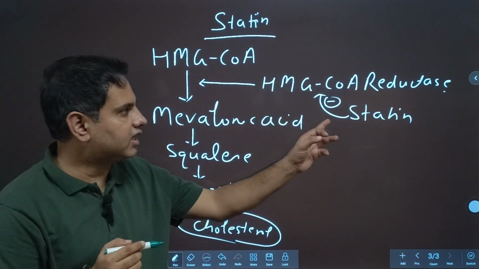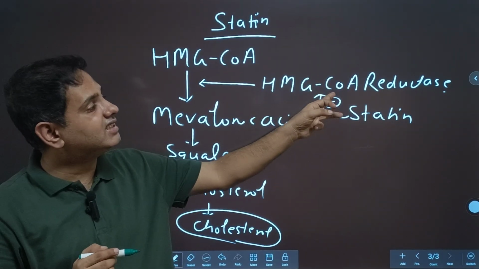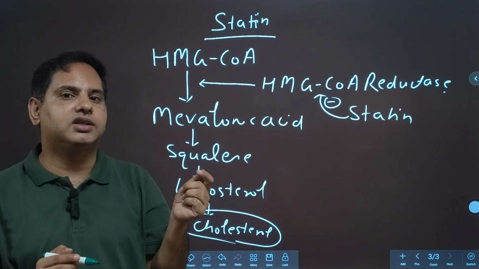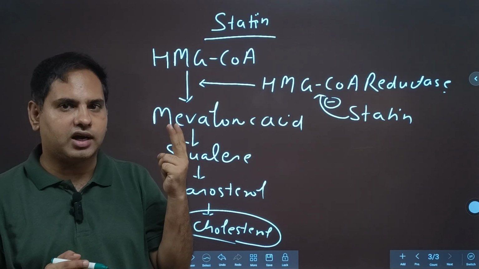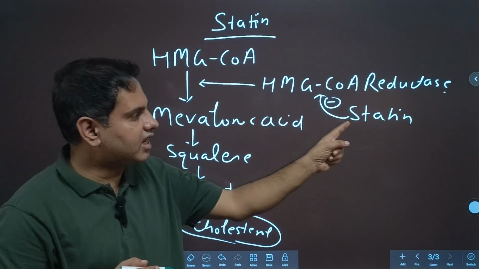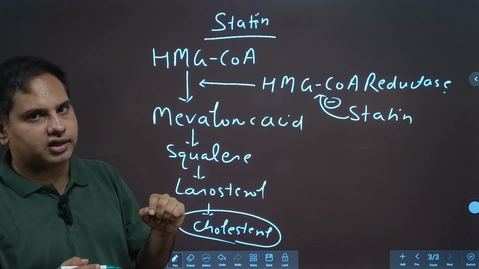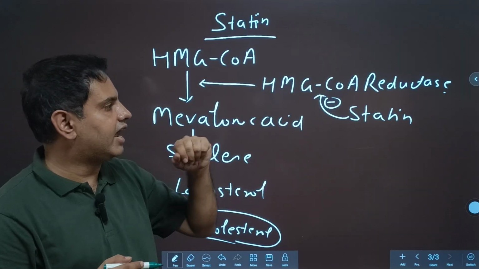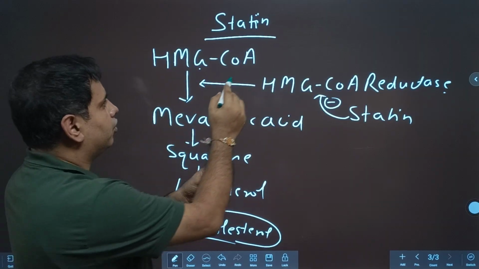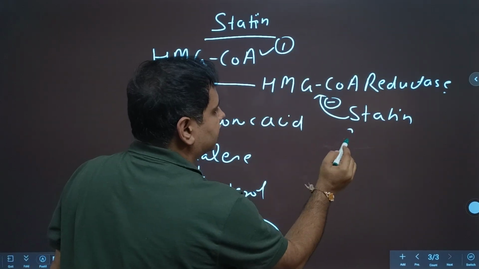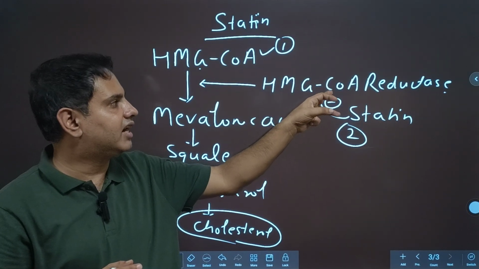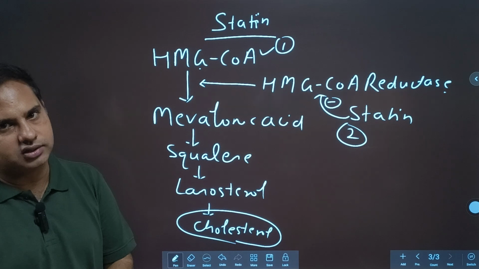Statins are competitive inhibitors of HMG-CoA reductase. When we talk about competitive inhibitors, that means there is competition between two things, and a minimum of two are required for competition. So with what does statin have to compete? HMG-CoA. There are two things: one is HMG-CoA and the other is statin. So who won the competition? Statin won the competition, and statins will block HMG-CoA reductase.